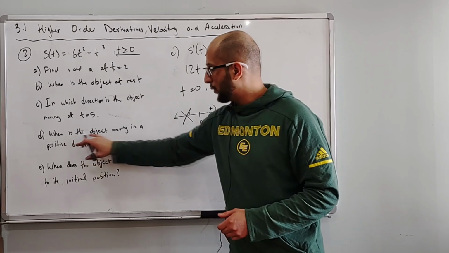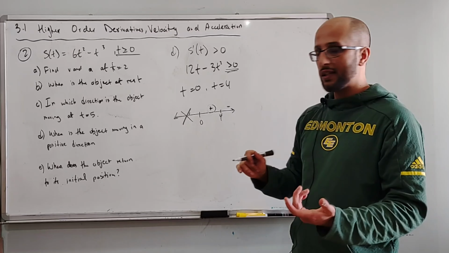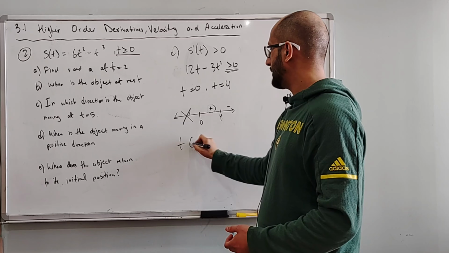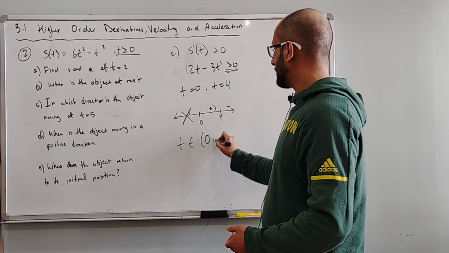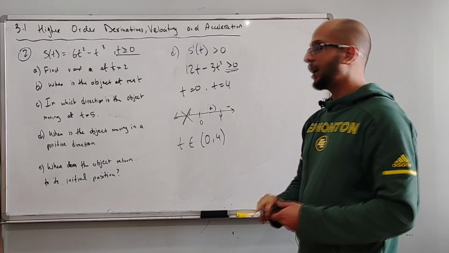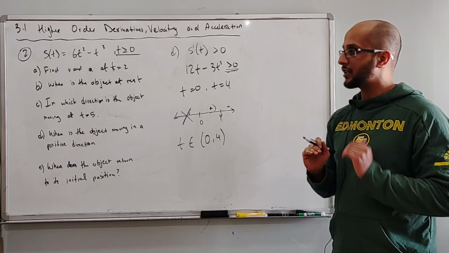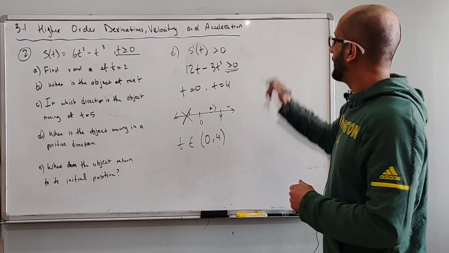So if the question is asking when is the object moving in a positive direction, it is moving positive when t is from 0 to 4, but not including 0 or 4. Remember, because at 0 and 4, it's at rest. There is no positive movement.